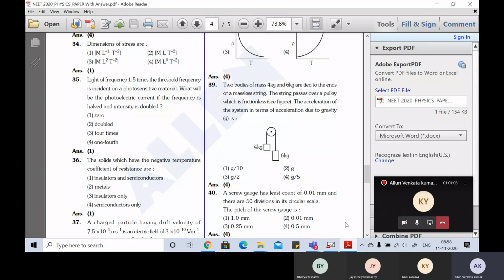Use this formula. Just now I told you, difference in masses by sum of the masses. How much? So difference of masses by sum of the masses into gravitational acceleration, into G. Yes, sir, into G. Tell me. Difference in masses is how much? 2, sir. 2 by 10 into G.